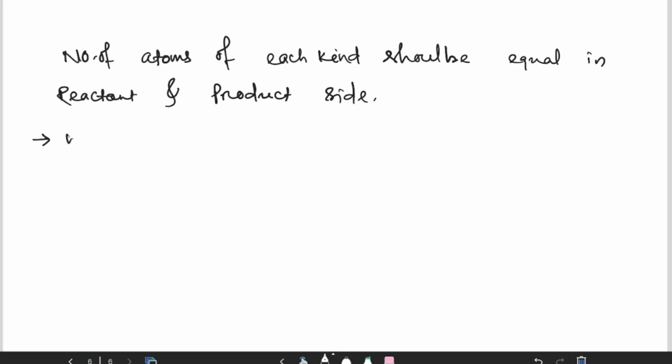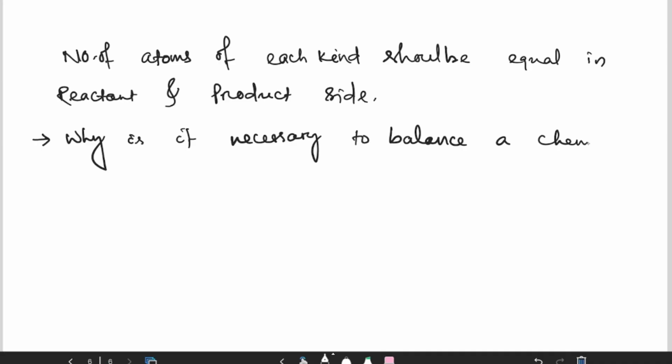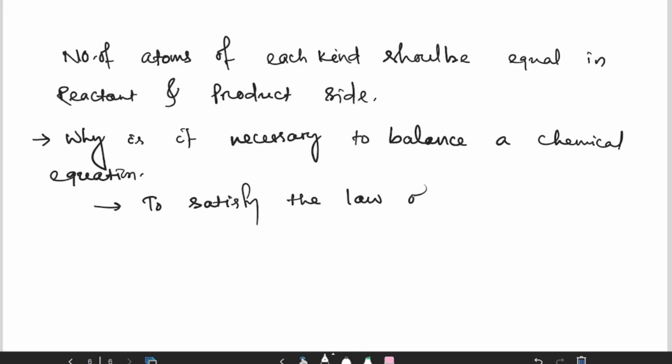Next, why is it necessary to balance a chemical equation? Look, the answer is very simple: to satisfy the law of conservation of mass.